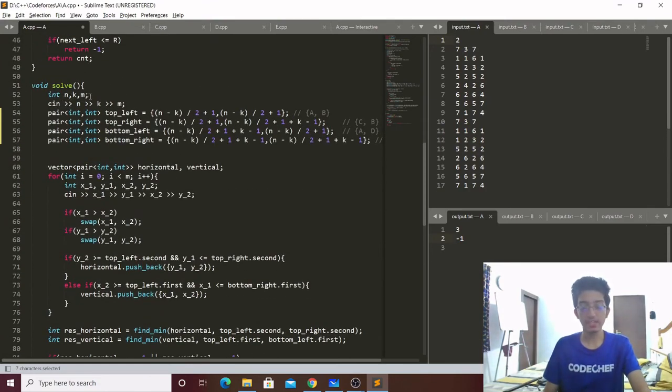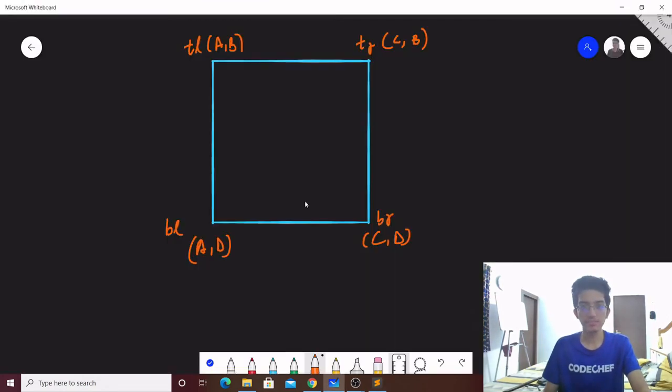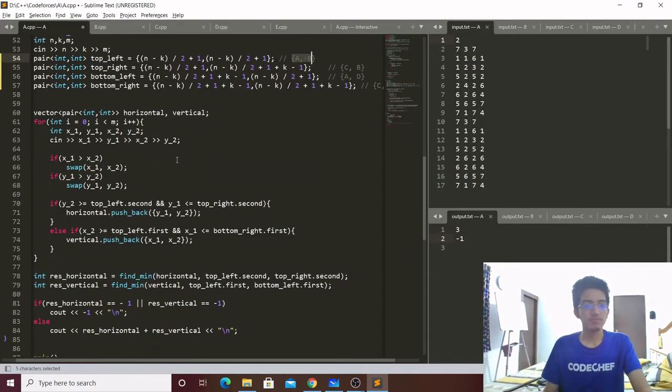Int n, k, m: n is the n cross n grid, k is for the k cross k grid, and m is the number of snakes. Here I'm calculating the corners of the k cross k grid square, which I already told you before. For easy understanding, I will be using a comma b, c comma b, a comma d, and c comma d. What are these? Let's look at this k cross k grid. Here, the top left has coordinates a comma b, the top right has coordinates c comma b. The bottom left has coordinates a comma d, and the bottom right corner has coordinates c comma d.